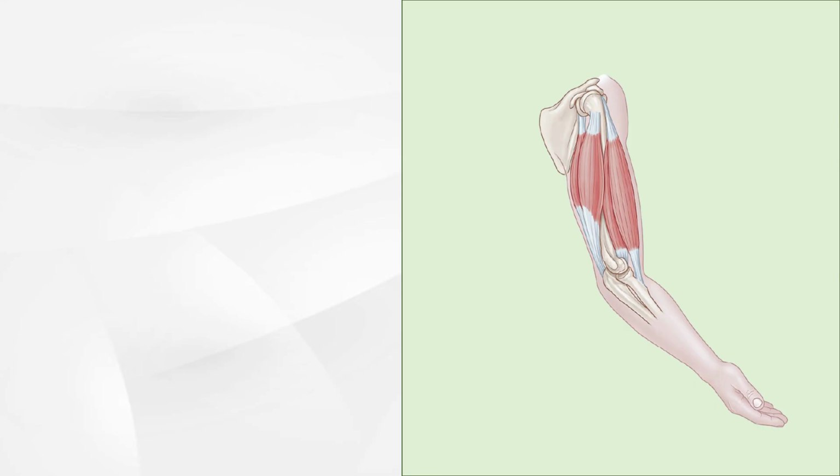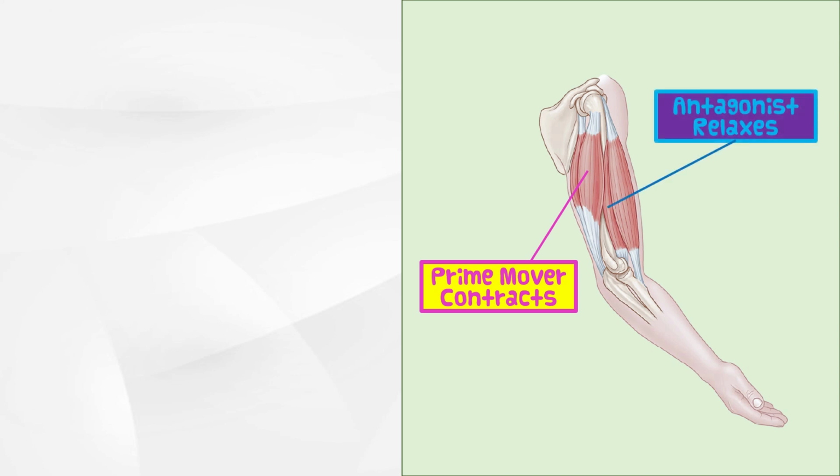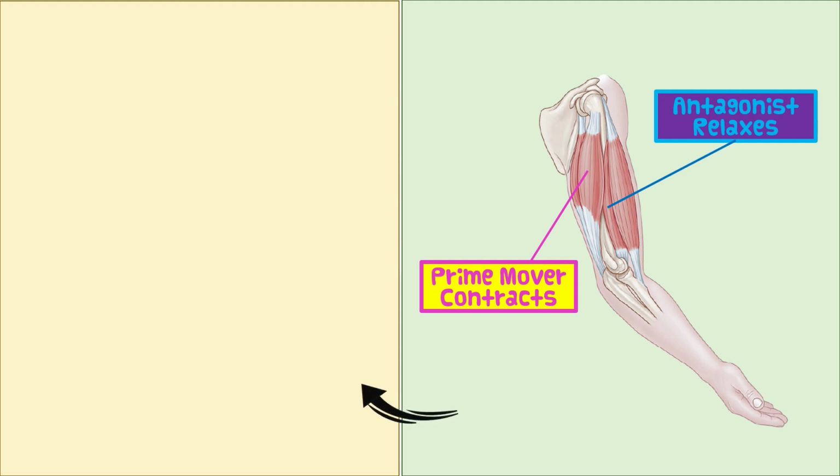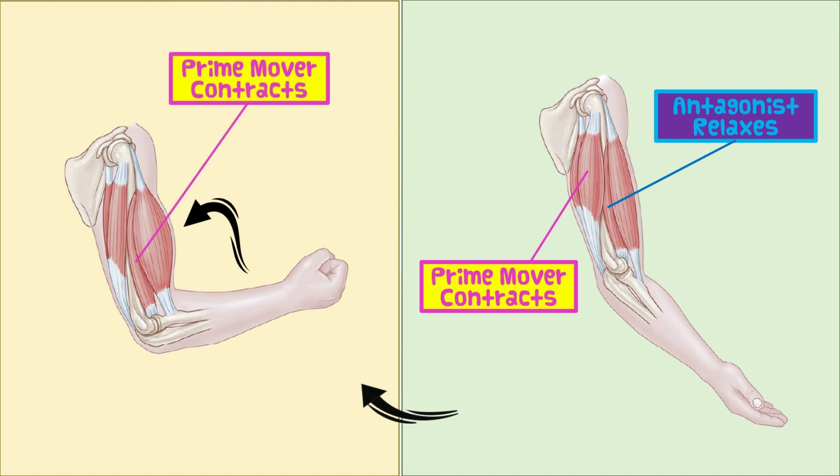When extending the arm, the triceps brachii is the prime mover, and the brachialis is the antagonist. The biceps brachii and brachialis muscles work together to flex the elbow, with the brachialis being the prime mover, and the biceps brachii being the synergist. The triceps brachii is the antagonist.